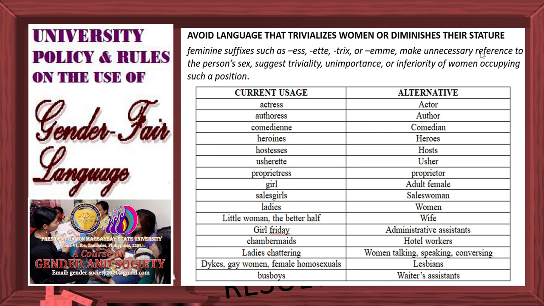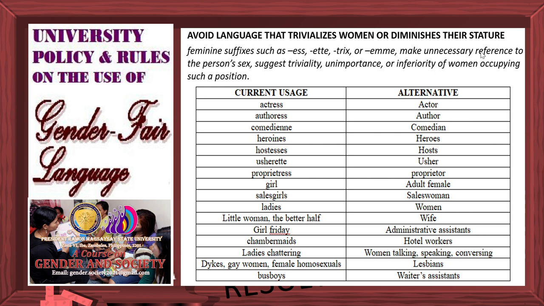So you can also avoid language that trivializes women or diminishes their stature. This is reinforced with the use of suffixes such as ess, ette, ix, trix, which are unnecessary references to a person's sex. They suggest triviality and unimportance or inferiority of women occupying such positions. So examples and their alternatives are as follows. You can read them with me.